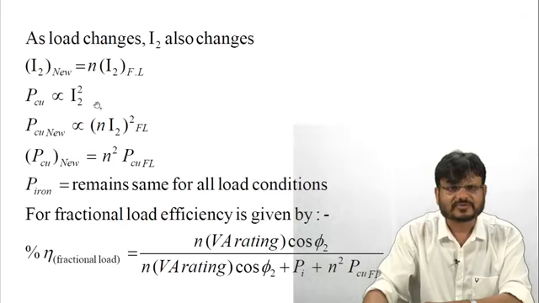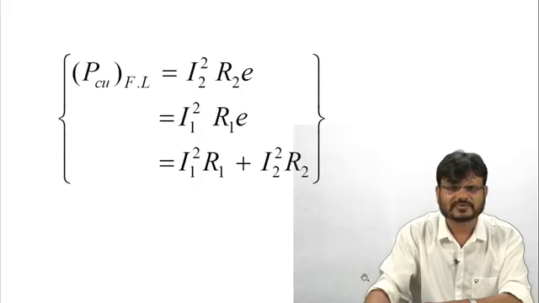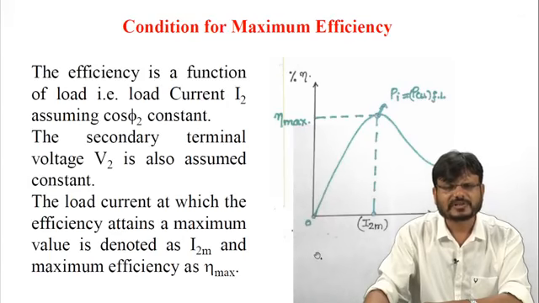So for the generalized formula, as you know, at a particular load the copper losses are equal to N square I square full load, where N is the fractional load. So efficiency at any fractional load can be written by this formula, as I already discussed: N times VA rating times cos phi upon N times VA rating times cos phi 2 plus Pi plus N square copper losses at full load. Now we have to find out the condition for the maximum efficiency.